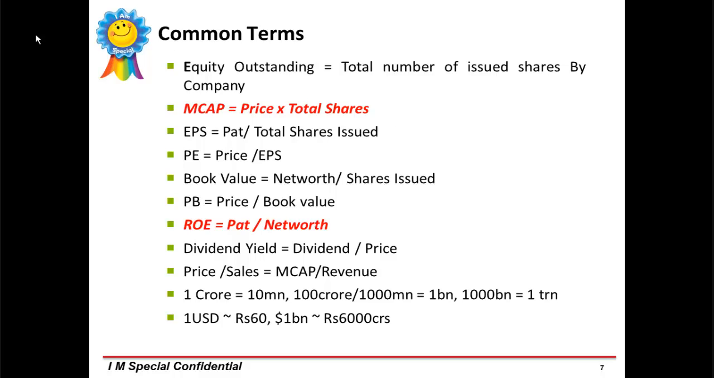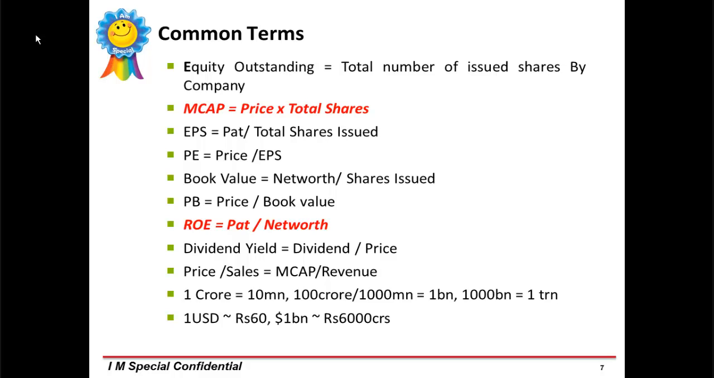So few of the common terms which we use is equity outstanding. This is the total number of shares issued by a company. MCAP or market capitalization. This is a very important term. We have an entire slide on this. So simply market cap is price into total number of shares. EPS or earnings per share is calculated by dividing PAT by total number of shares. PE is price divided by earnings per share. Book value is total net worth divided by shares issued. PB or price to book is current market price divided by the book value.